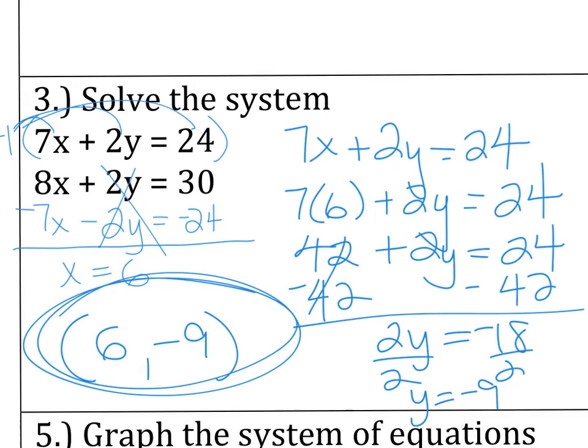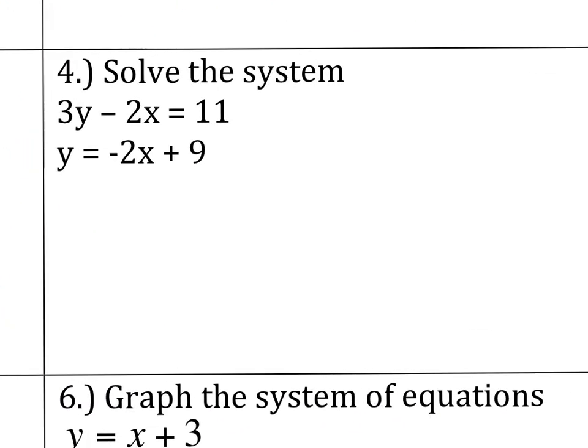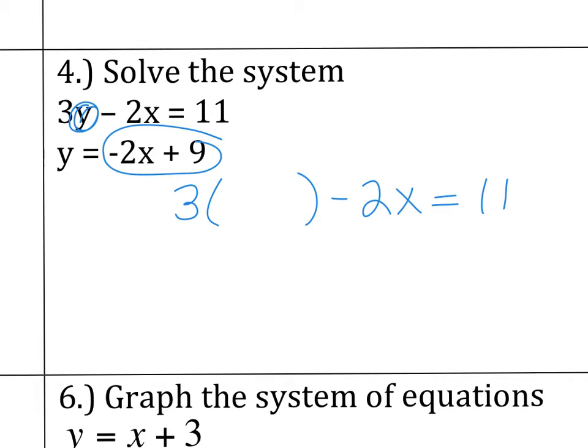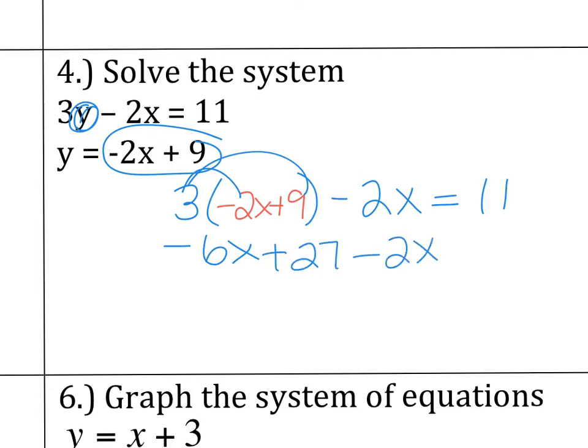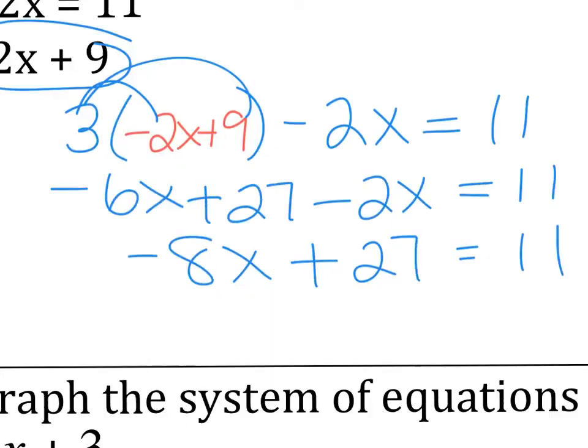Okay, the other one is going to be solved with substitution, and I can tell because look at the equal signs, how they don't line up. So I'm going to take what y equals and plug it in for y. So instead of the first equation where the y belongs, I'm going to leave it blank. And inside the parenthesis, I'm going to substitute -2x plus 9. Okay, so distribute. -6x plus 27 minus 2x equals 11. -8x, when I put the x's together, plus 27 equals 11.